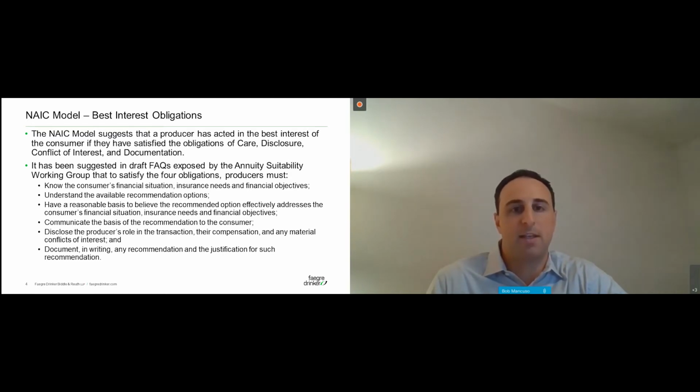Now, there are many nuances to each of these 4 obligations, but at a high level, in some recent draft FAQs that have been circulated, it's been stated that in order to satisfy those 4 obligations, producers must do all of the following: know the consumer's financial situation, insurance needs, and financial objectives; understand the available recommendation options to the producer; have a reasonable basis to believe the recommended option effectively addresses the consumer's financial situation, insurance needs, and financial objectives; communicate the basis of the recommendation to the consumer; disclose the producer's role in the transaction, disclose the producer's compensation, and disclose any material conflicts of interest; and then finally document in writing any recommendation and the justification for such a recommendation. So again, that's at a very high level. How do you meet the best interest obligation?